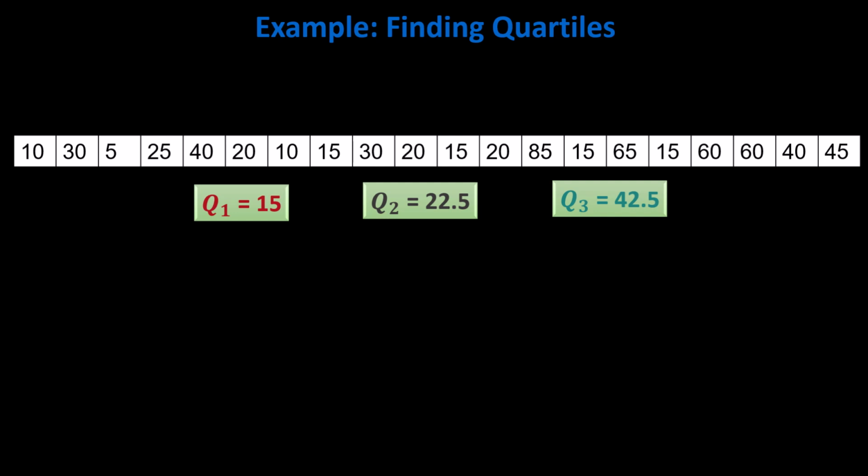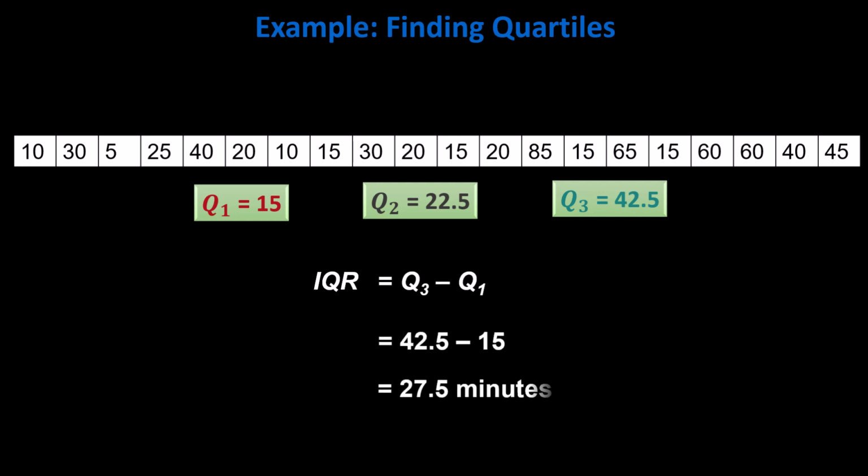Then how do you find the IQR? IQR is Q3 minus Q1. So we know the numbers. Then answer is 27.5. You see here unit is minutes, because the unit of our observations is also minutes. Therefore, IQR is also in minutes.